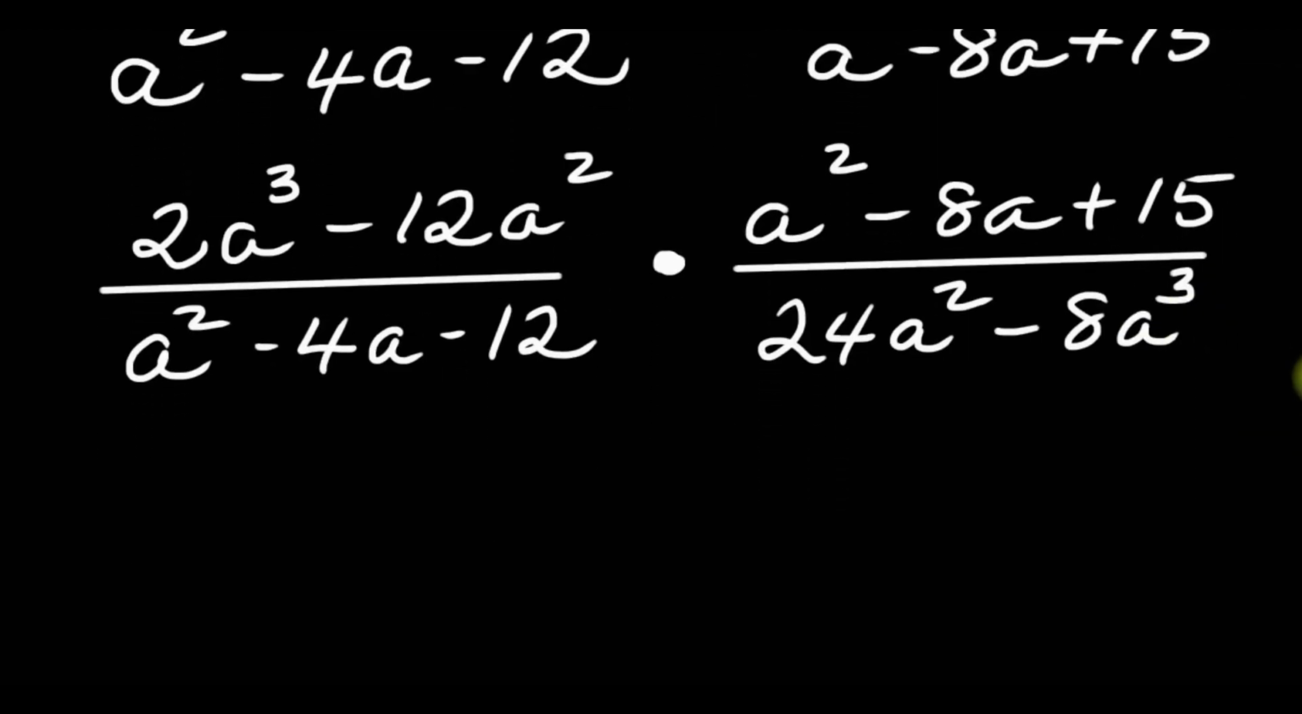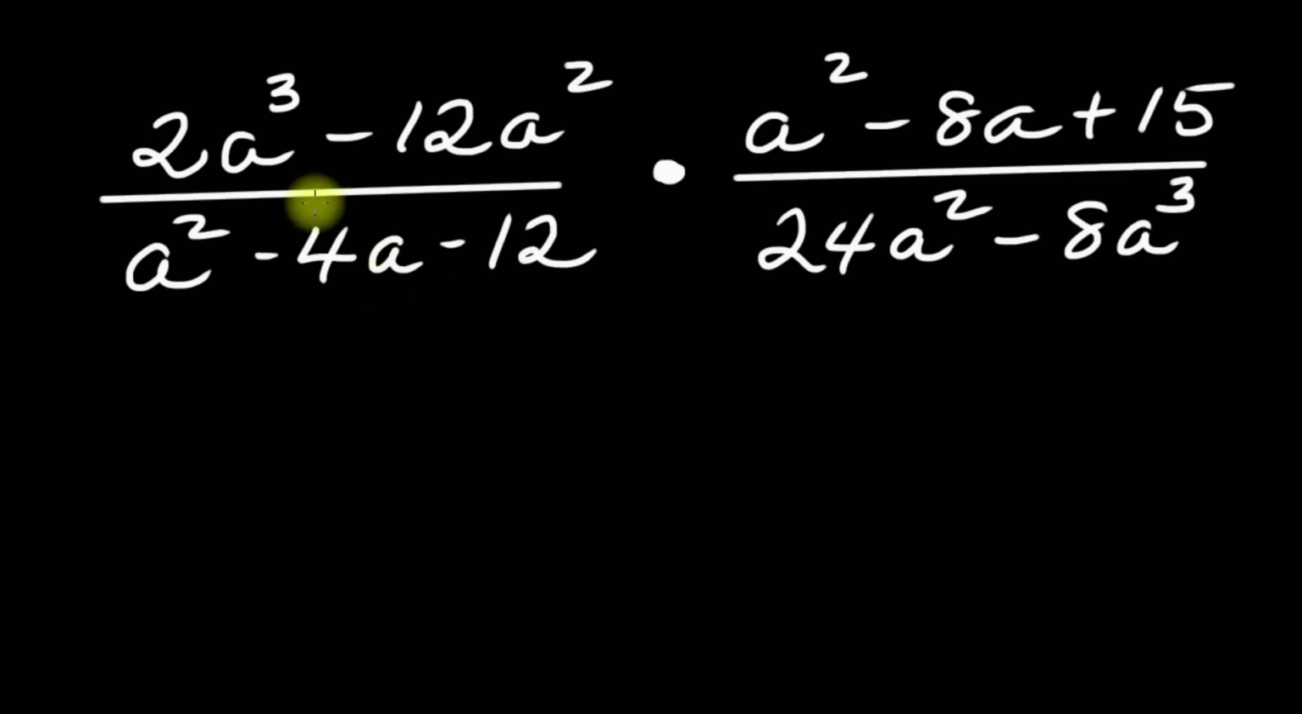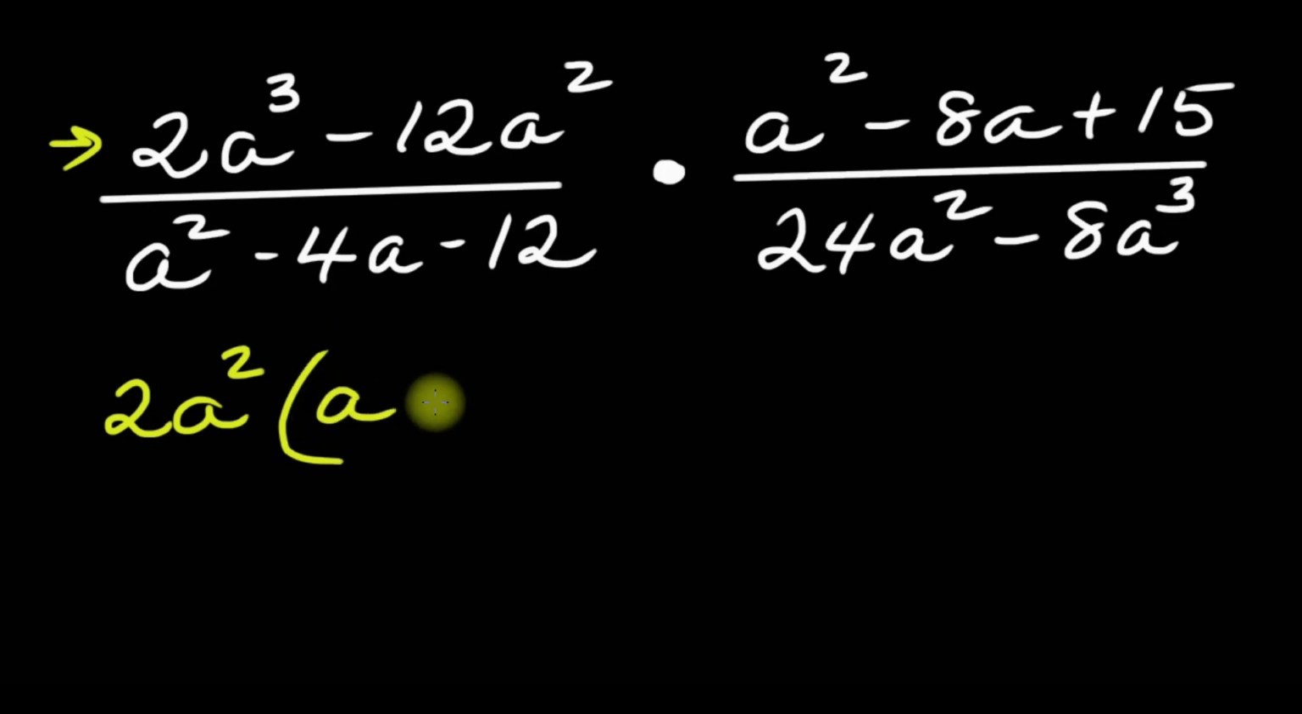First thing you got to do. So here we're multiplying binomials and trinomials. So what we need to do is factor everything that can be factored. And then we eliminate the common factors. Okay, so there's a lot of factoring here. For this expression right here, I can pull out 2a squared. So 2a squared is my greatest common factor. And then I'm left with a take away 6.